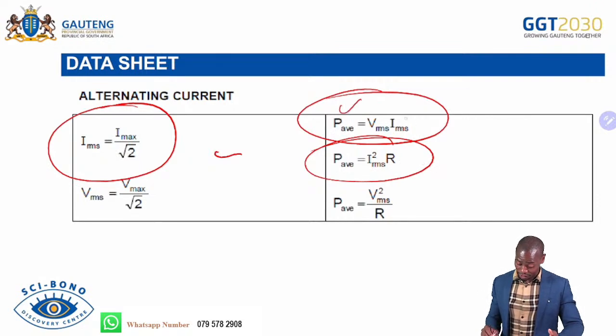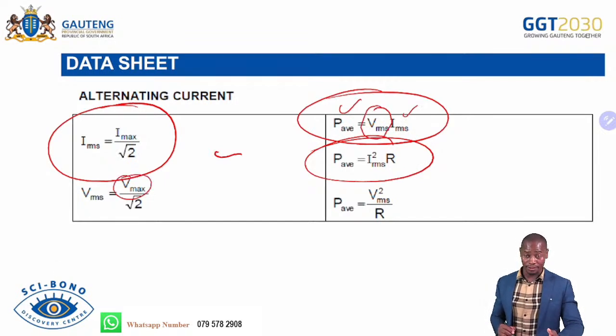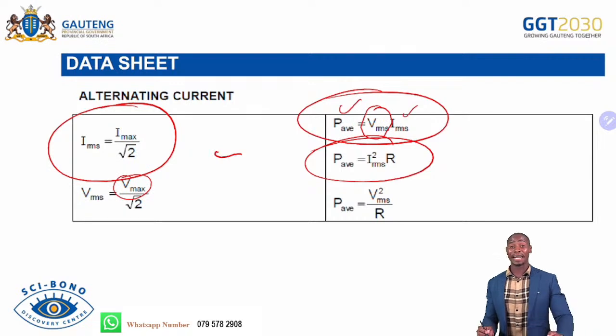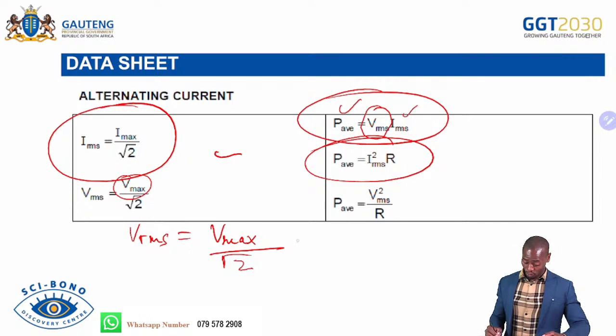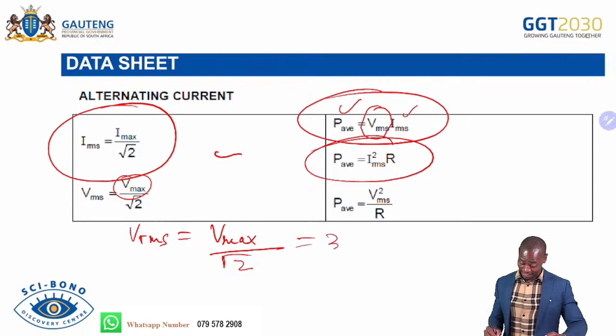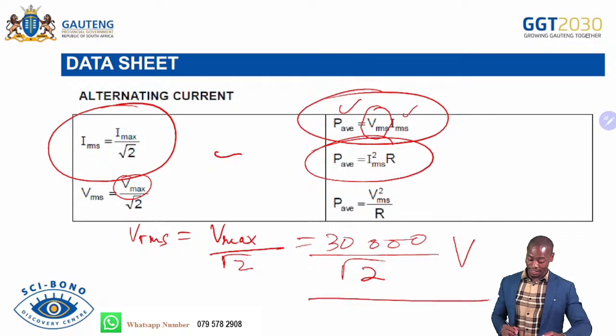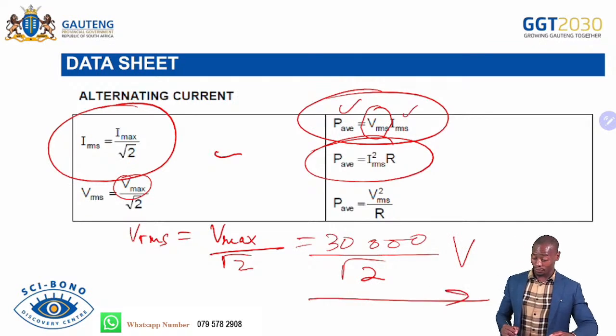You are looking for this one, and you can get this because you are given the Vmax. So you can start by calculating the VRMS. Your VRMS equals Vmax divided by root 2. You copy the equation as it is. The Vmax, they said, is 30,000. Then you divide that by root 2. Then you get your VRMS in volts.